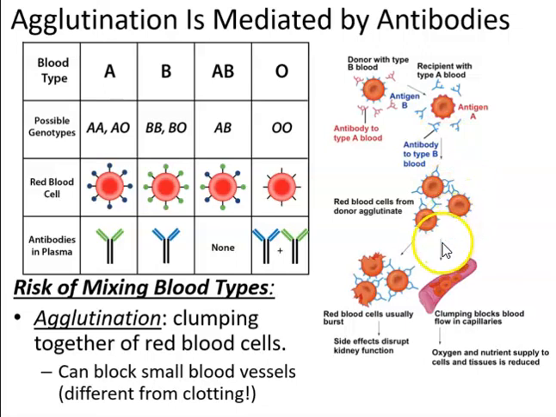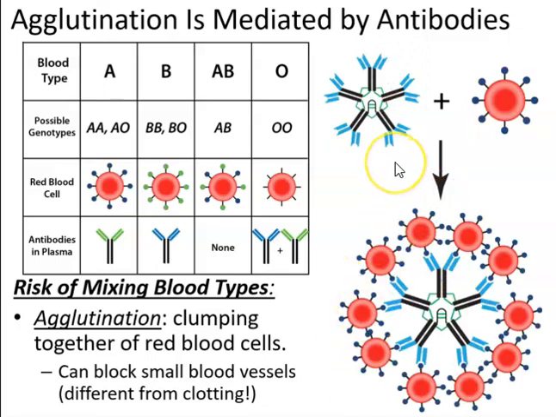This can cause damage to red blood cells, so usually red blood cells can burst. Side effects include a disruption of kidney function, or these large molecules could cause clumping, which blocks blood flow in the capillaries, and then this compromises oxygen and nutrient supply to cells as well as tissues. So again, it is very important that we do blood typing, blood matching before transfusing a patient, and make sure you're transfusing the proper blood type to the recipient.